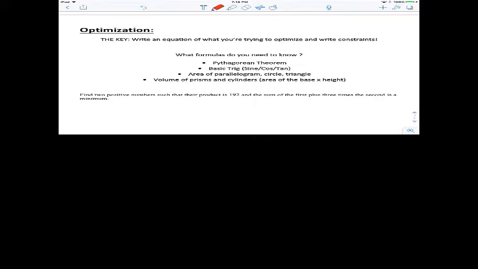Okay, so here's the deal with optimization. The key is writing an equation of what you are trying to optimize and what your constraints are. That's really your key here. If you can do that, everything else is usually pretty easy calculus. Now, formulas I expect you to know: Pythagorean Theorem, basic trigonometry, area of a parallelogram, area of a circle or area of a triangle, and volumes of prisms and cylinders. Any sort of shape where it's just area of the base times the height.